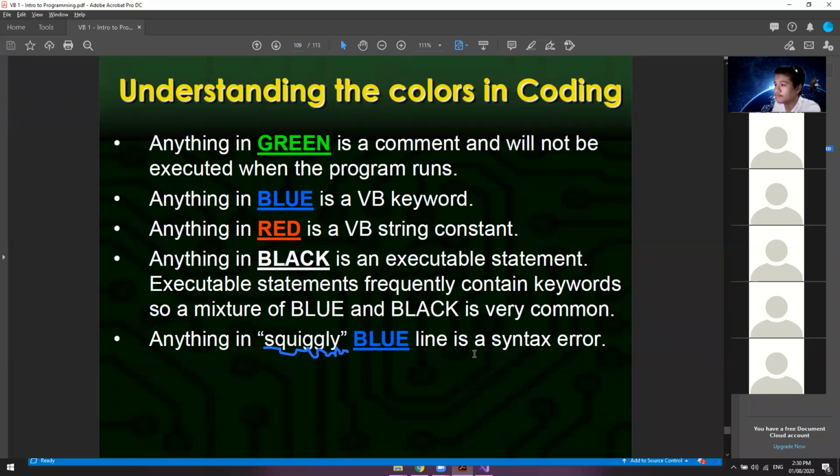Okay? And then, understanding the colors in coding. I hope you're familiar with this. Green, as I said in our example, is a comment. Blue is for our VB keywords, like private sub, end sub, and so on and so forth.